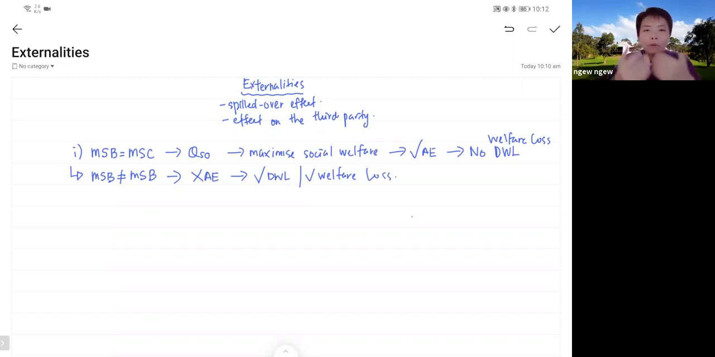In our previous lesson, we learned what is meant by social cost and what is meant by social benefit. We learned that social cost equals private cost plus external cost, and social benefit equals private benefit plus external benefit. If you are still not very sure about that, you are advised to go through that particular chapter first before you continue with this video, or else you will find yourself a bit lost.